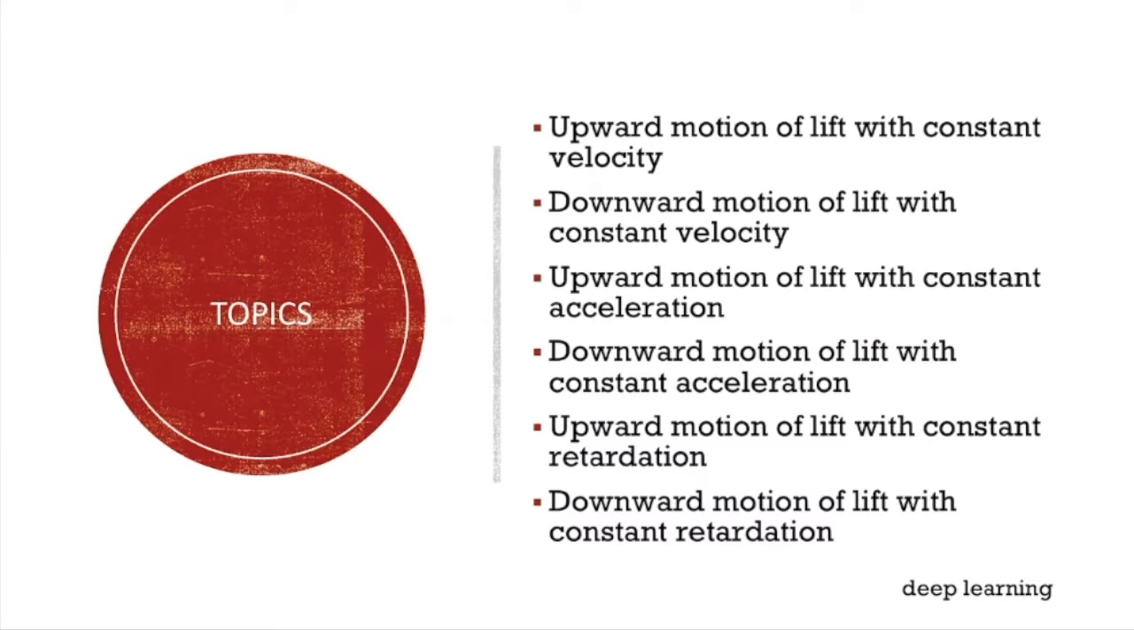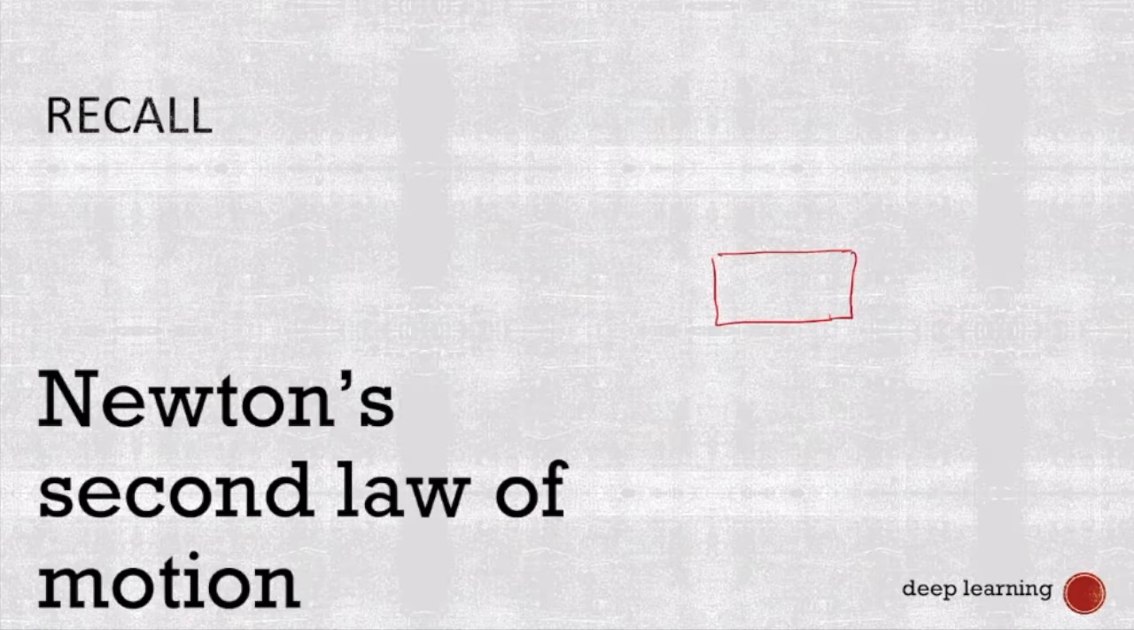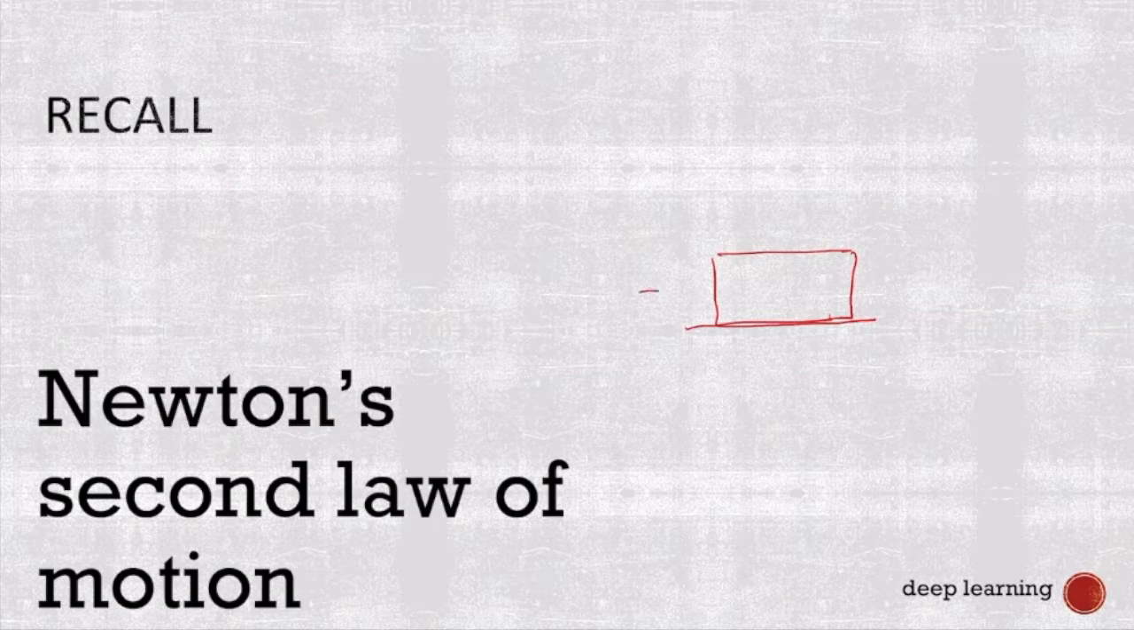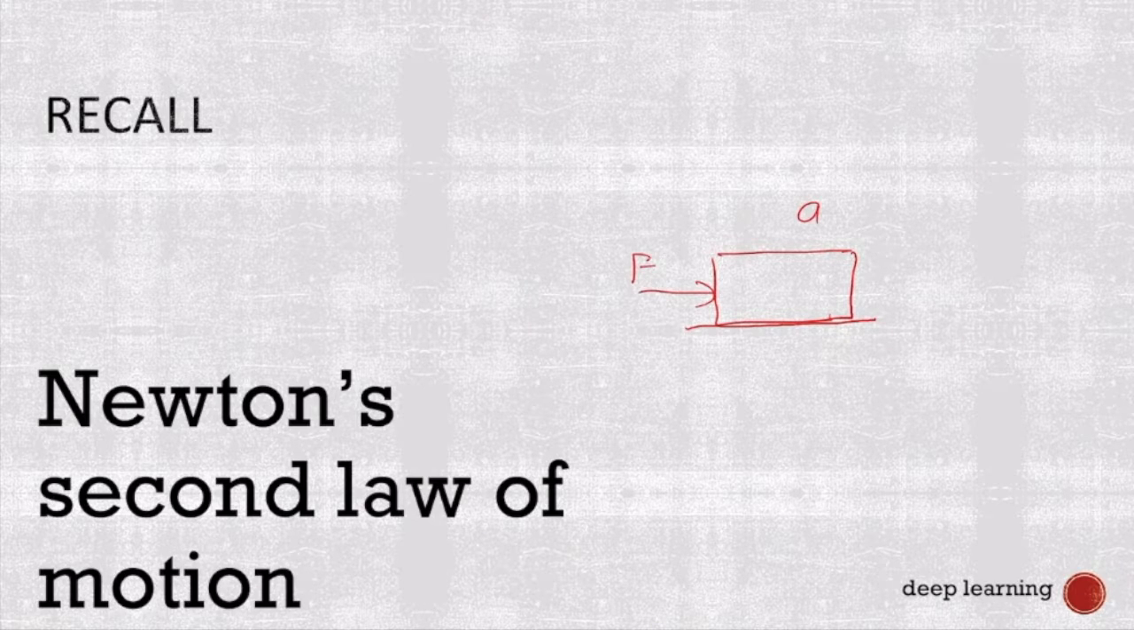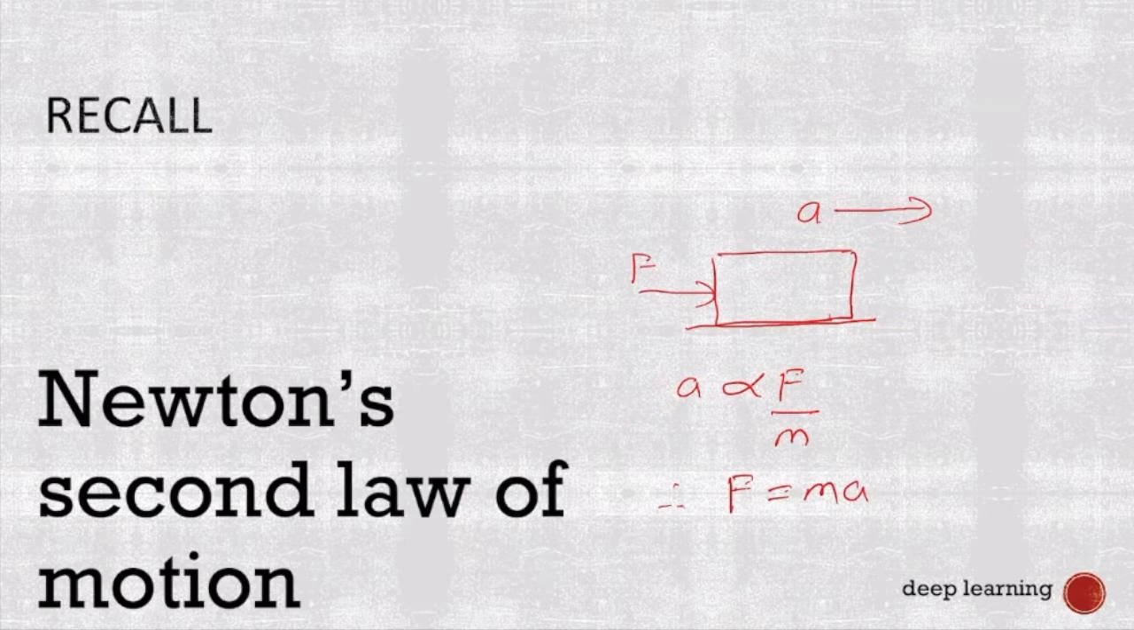Before proceeding, we need to recall Newton's second law of motion. So, what is Newton's second law of motion? When any force is applied on a body which is free to move, an acceleration is produced in the body in the direction of the applied force. The produced acceleration is directly proportional to the force applied and inversely proportional to the mass of the body. So finally, we get F = ma.